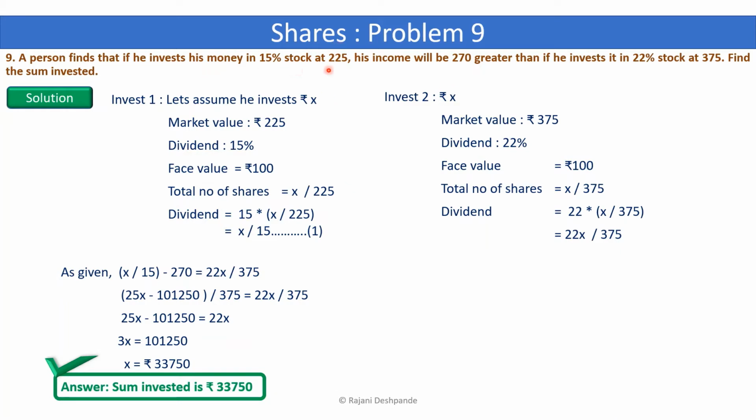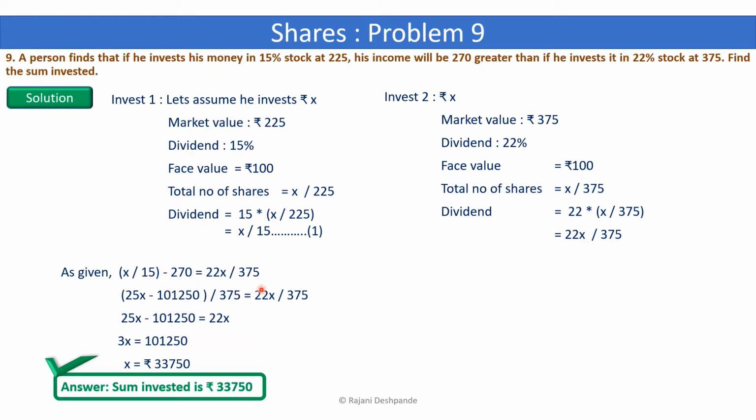So here it is given that if he invests in this stock, his income will be 270 greater than if he invests in this stock. So if he invests in the first stock, his income, that is the dividend, is 270 greater than this. So minus 270 will be this. So this is the first income, minus 270 will be the second income. This is the relation they have given, that if he invests in the first stock, he will get 270 rupees greater than the second investment. So it is X upon 15 minus 270 is equal to 22X upon 375.